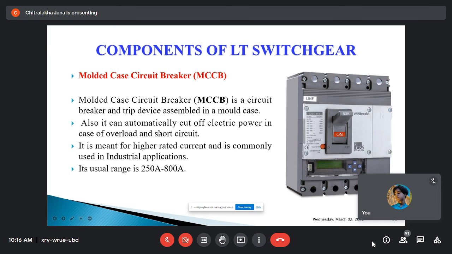It automatically cuts off the electrical power in case of overload and short circuit. If there is any short circuit, it will cut off. If there is an overload, excess load, it will also cut off. So this type of circuit breaker operates the same as your miniature circuit breaker, but it is used for high range. Am I clear?